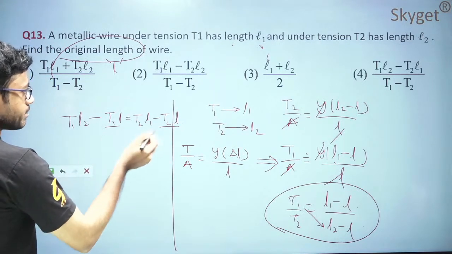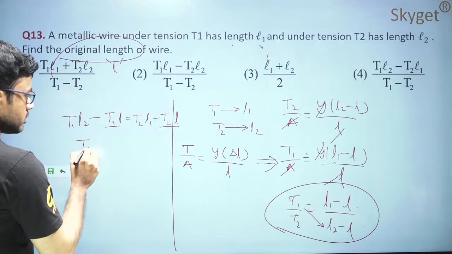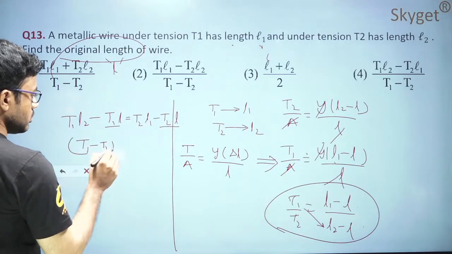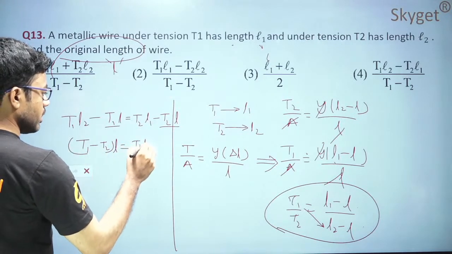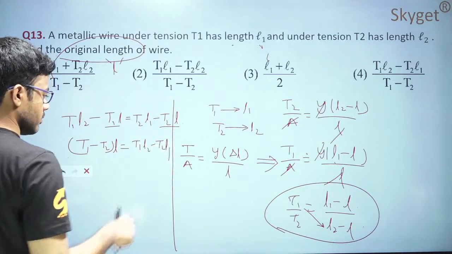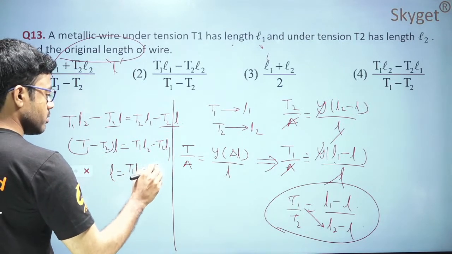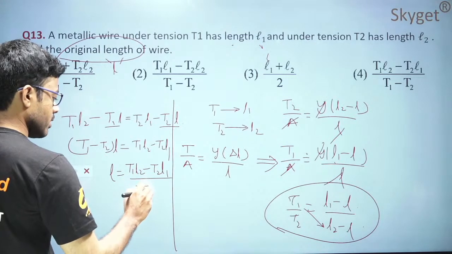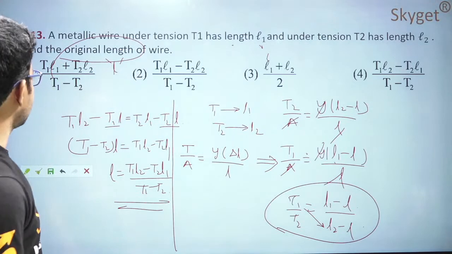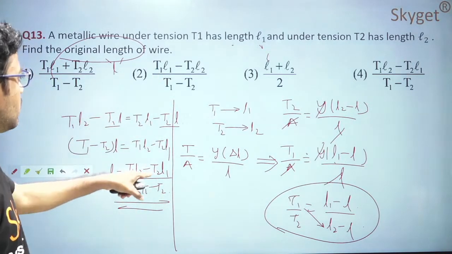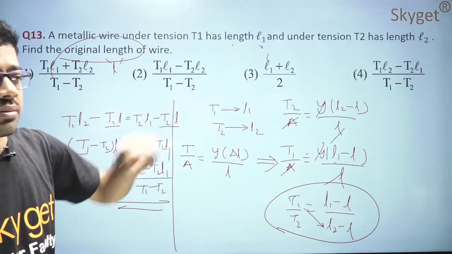Bring this T1 onto this side, so T1 minus T2 into L. Then bring T1 L2 minus T2 L1. You have to find L, so L is equal to T1 L2 minus T2 L1 by T1 minus T2. So what is the option here? It is option 4: T1 L2 minus T2 L1 by T1 minus T2.